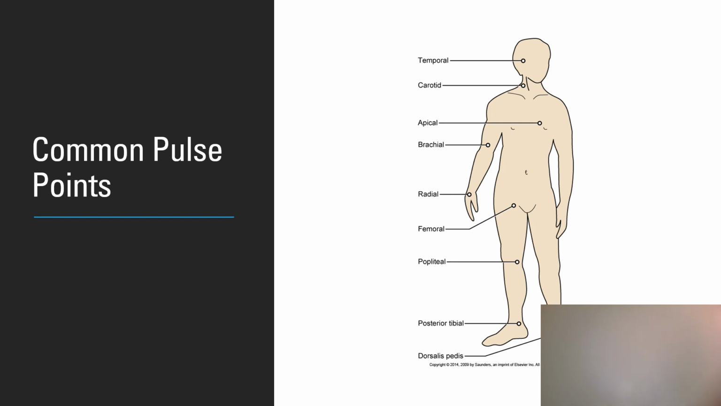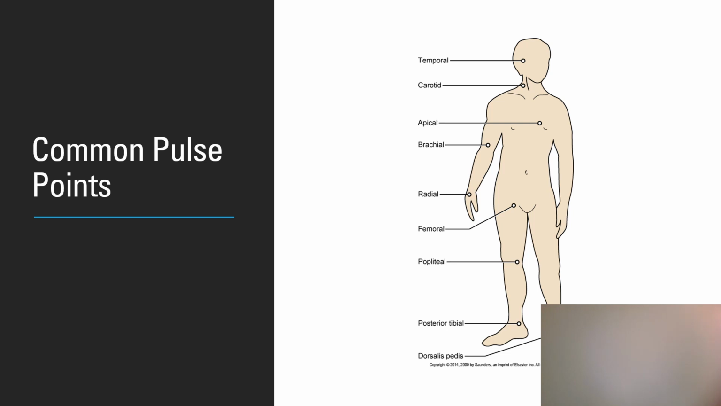When we're describing pulse characteristics, we're talking about the rate, rhythm, and volume. An arrhythmia is going to be a period of a normal rhythm that's broken by periods of irregularity or skipped beats. The average pulse rate in an adult is 72 beats per minute. Tachycardia is defined as a pulse that's greater than 100.